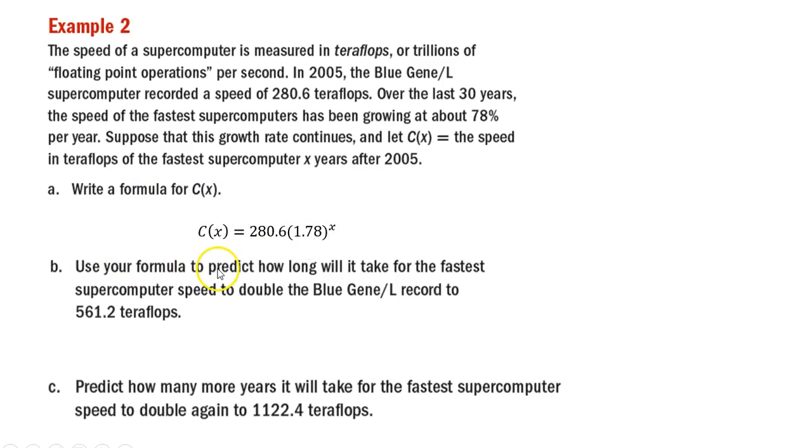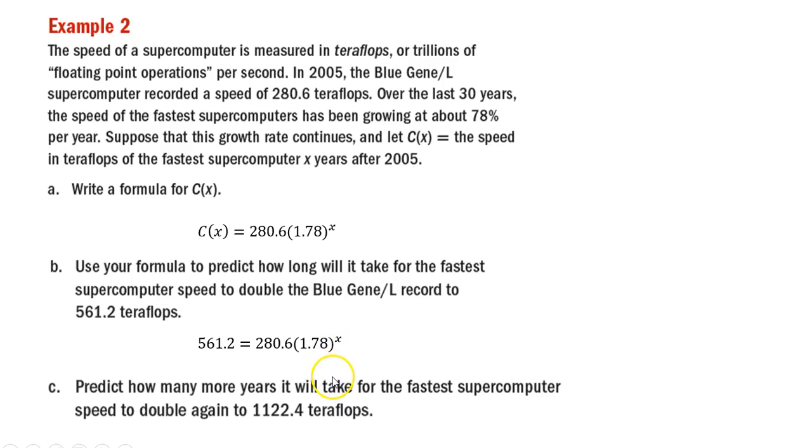Now we're going to use the formula to predict how long it will take for the fastest supercomputer speed to double the Blue Gene/L record to 561.2 teraflops. So we want to know, if this continues, how long is it going to take for the speed to double? So we want to find out what x needs to be so that the value is double the 280.6, or 561.2. So we're going to have to solve this equation: 561.2 equals 280.6 times 1.78 to the x power.